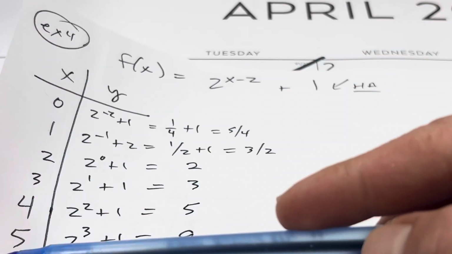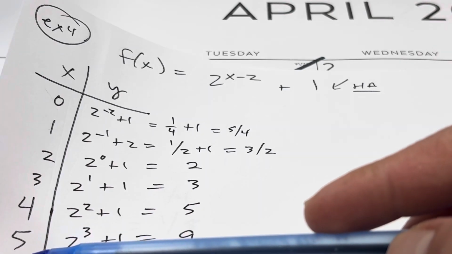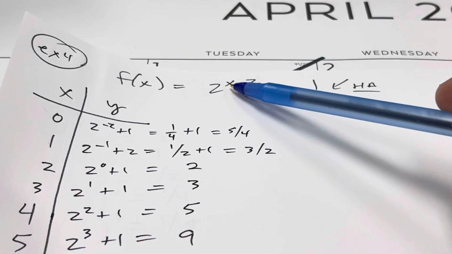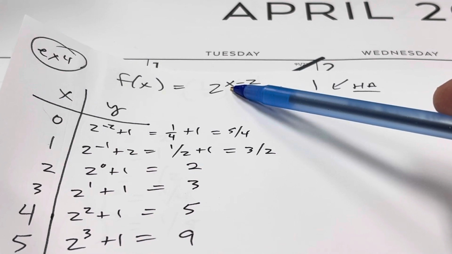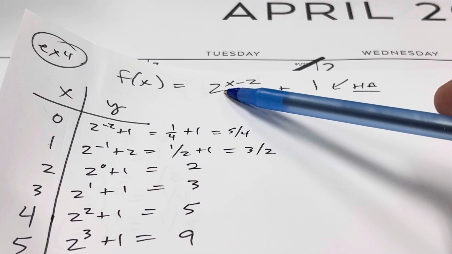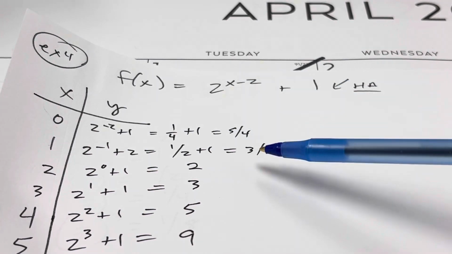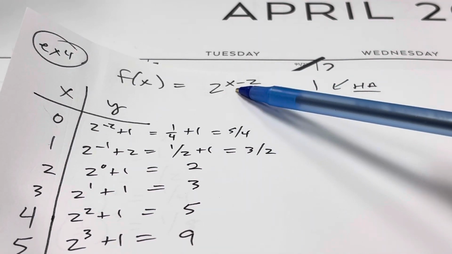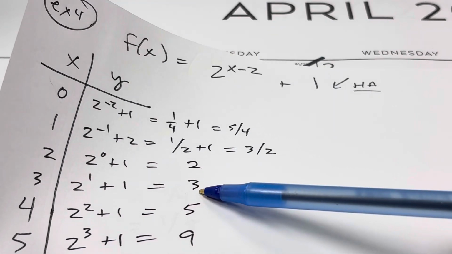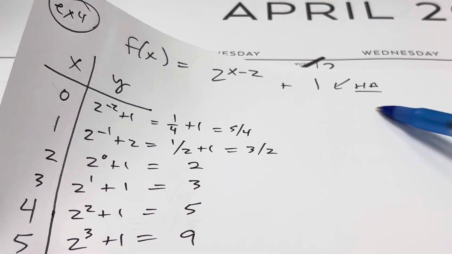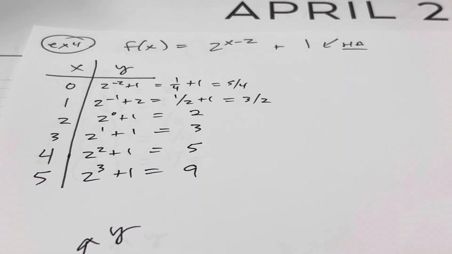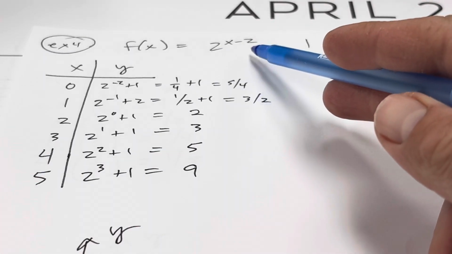All right, I went 0 through 5, so I'm actually plotting 6 points here, okay? So if I plug 0 in for x, I get 2 to the negative second plus 1. If I plug 1 in for x, I get 2 to the negative first plus 1. If I plug 2 in for x, I get 2 to the 0 plus 1. If I plug in 3 for x, I get 2 to the first plus 1. If I plug in 4 for x, I get 2 squared plus 1. If I plug in 5 for x, I get 2 to the third plus 1.